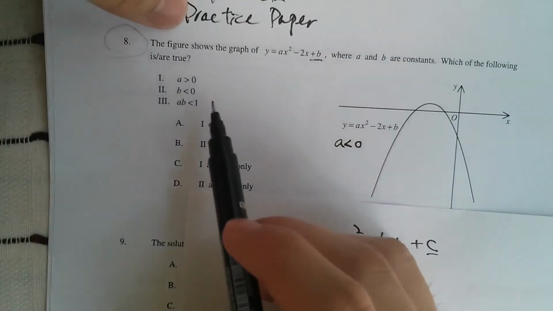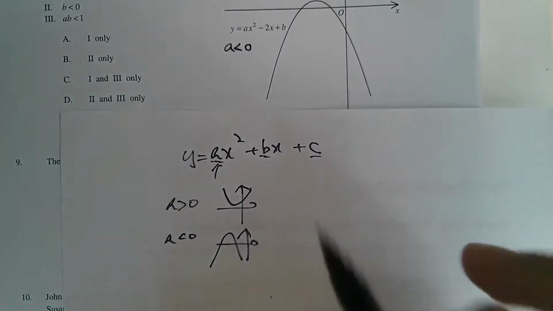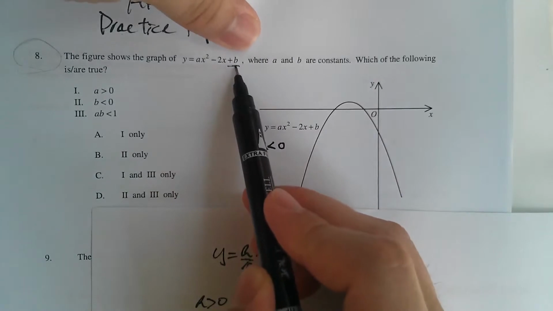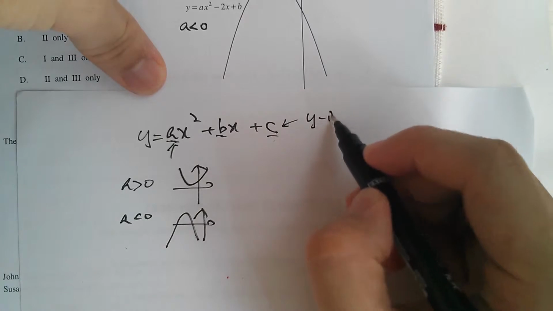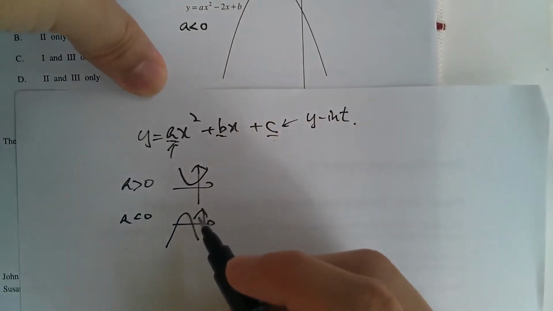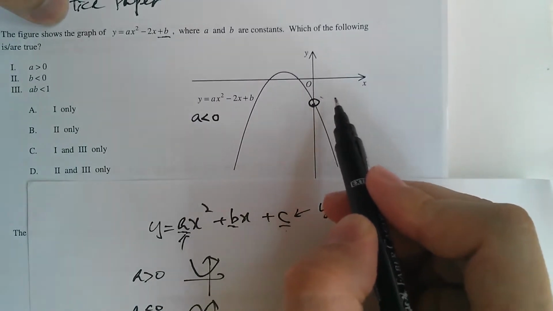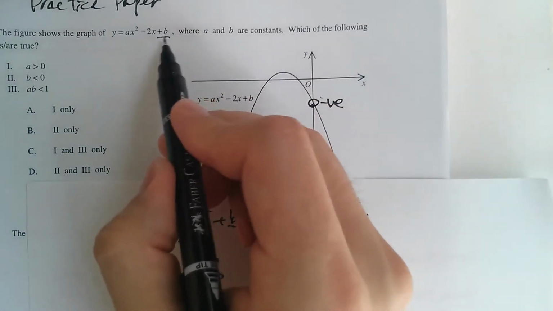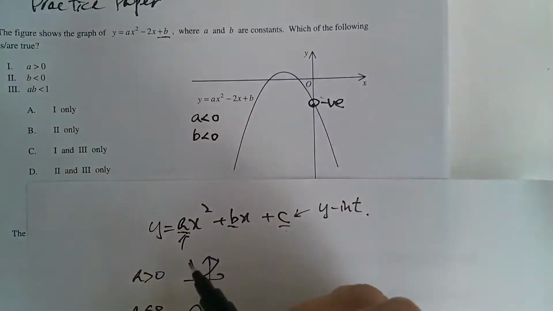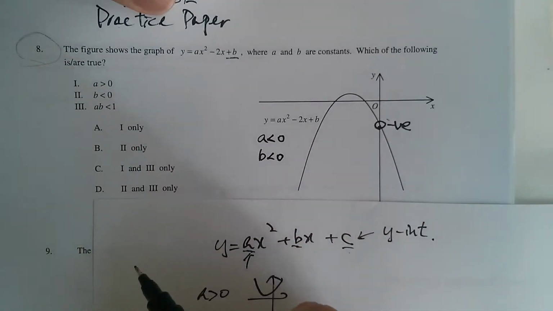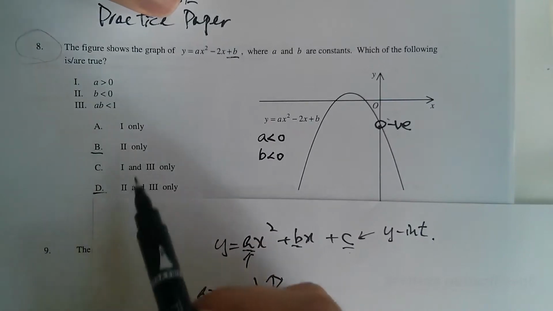So if you look at the choices, 1 is automatically out. What about this b? This b is at the c position. What does c control? If you remember, c controls the y-intercept. Where does the graph cut the y-axis? Here. It's below the x-axis, so it's going to be negative. That means the c position is going to be negative, so b is negative. So 2 is correct. Just from this, you're going to choose either B or D.